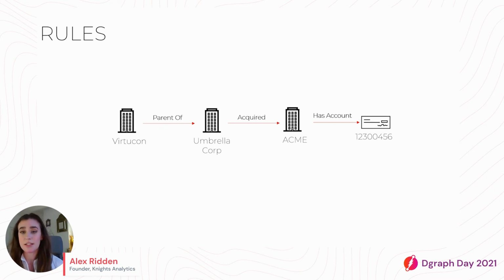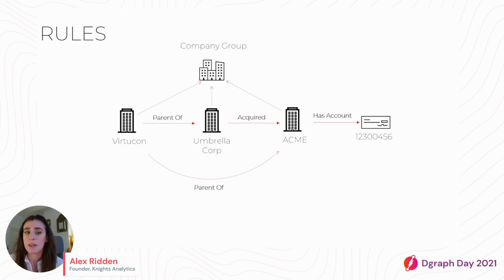But the interesting part is where the rules come in. Since Virtucon is a parent of Umbrella Corp and Umbrella Corp acquired Acme, we can infer that Virtucon should be considered a parent also of Acme. And all three of those companies, because of this hierarchy and structure, we might want to say belong to the same company group. And if a company group inherits the accounts of the child companies, then you might also be able to infer that that company group has this account.